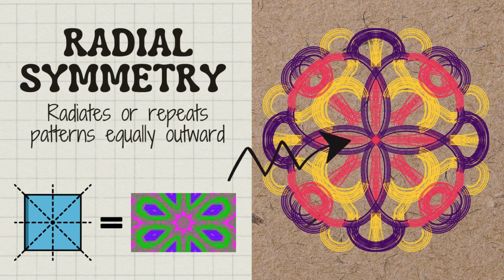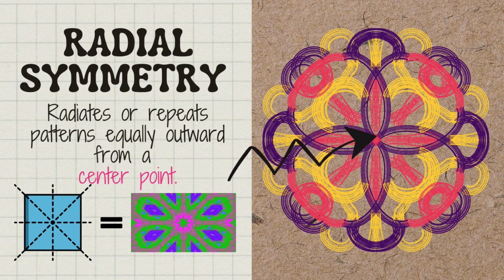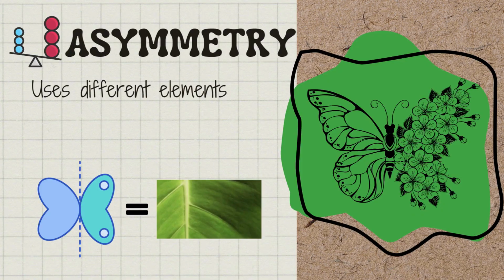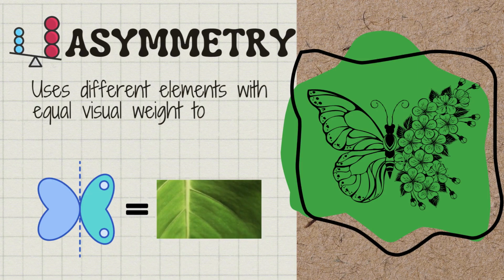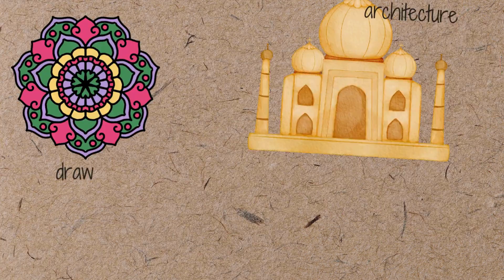Radial symmetry radiates or repeats patterns equally outward from a center point, over and over again. Asymmetry uses different elements within the artwork to create a visual weight that is equal. This creates a sense of balance without exactly mirroring.